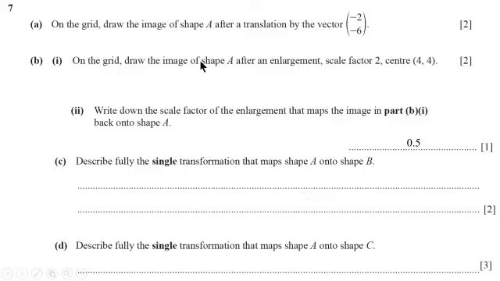Okay, the second question now. On the grid, draw the image of shape A after an enlargement, scale factor 2, center (4, 4).